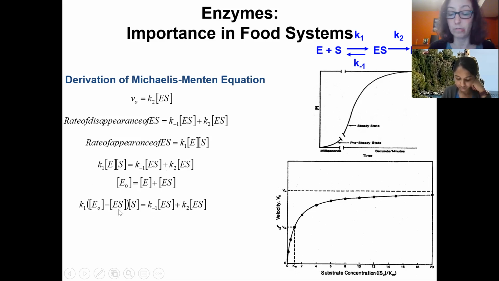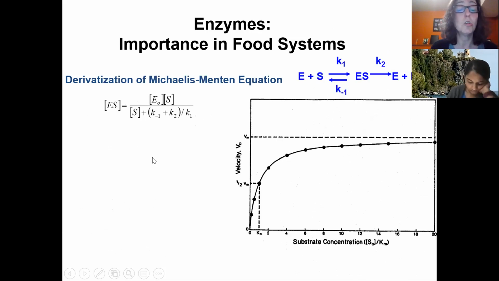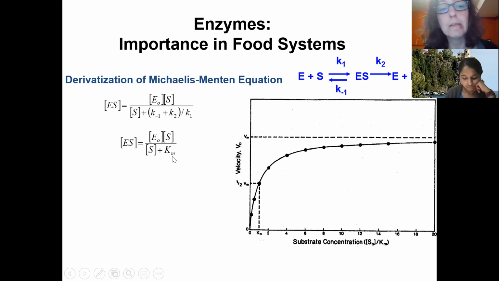All right, so now I'm going to solve for ES. Making some rearrangements in the equation and solving for the ES concentration. Again, I am trying to get to V naught equals K2 times ES. So I try to see what the ES concentration is by just reassembling the equation and solving for ES. I get this equation, which is on the next page, the same equation. So this constant, K minus 1 plus K2 over K1, this is Km. So this is the Michaelis-Menten constant. So now my ES equals the concentration of total enzyme times the concentration of the substrate over the concentration of substrate plus Km.